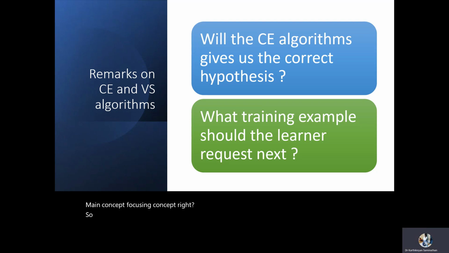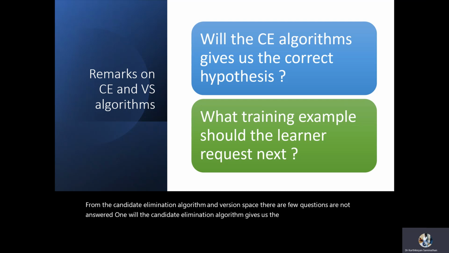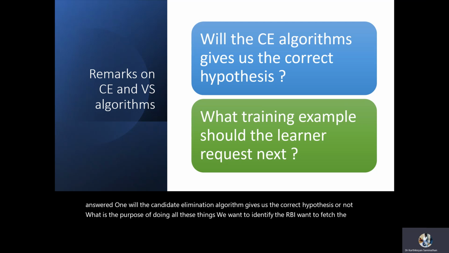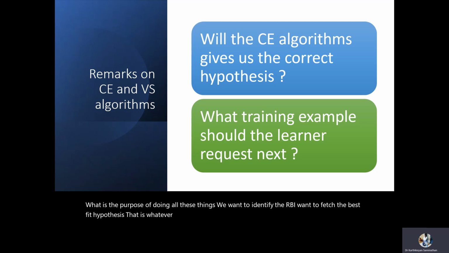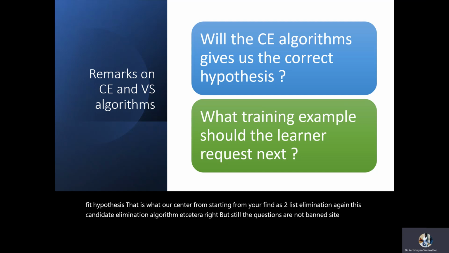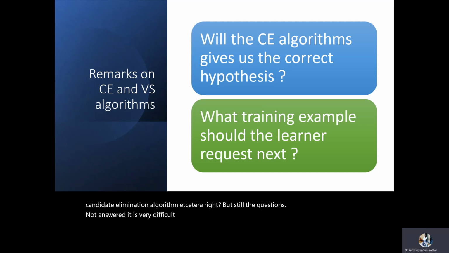Now from the candidate elimination algorithm and version space, a few questions are not answered. One is, will the candidate elimination algorithm give us the correct hypothesis or not? What is the purpose of doing all these things? We want to identify or fetch the best fit hypothesis. That is our agenda, starting from Find-S to list elimination, and this candidate elimination algorithm. But still the questions are not answered. It is very difficult to get the best fit hypothesis.